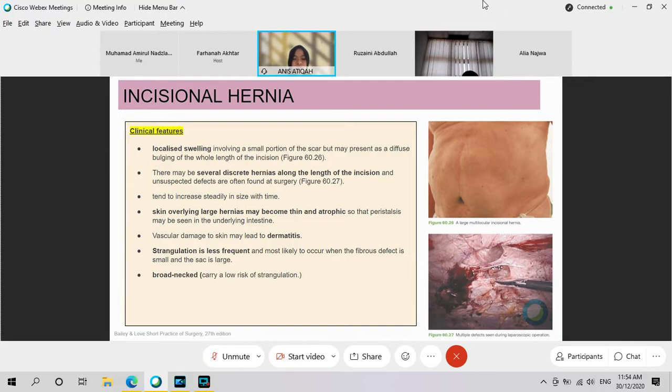Which scar causes the hernia? Surgical scar. I know, surgical scar, where is there any scar other than surgical scar? Which part of the scar causes the hernia? Which layer of the abdomen causes the hernia? Musculofascial layers. Huh? Musculofascial layers of the abdomen. Which part of the abdomen?